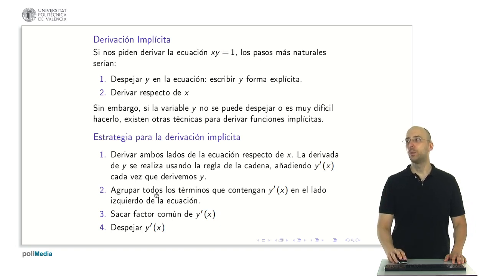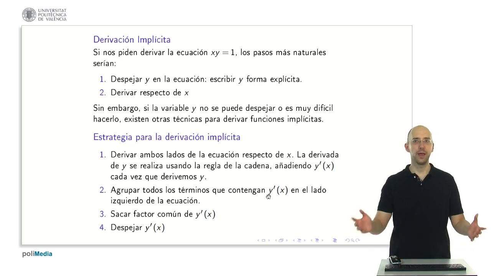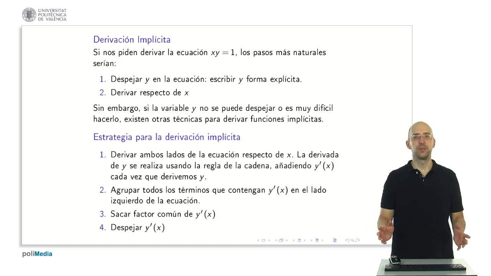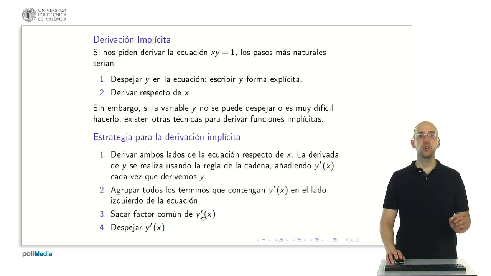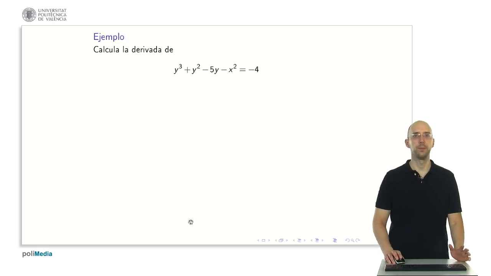What's our next step? We gather all the terms that involve y prime of x on the left side. The choice of left or right side is purely a matter of notation, and you can use either side of the equation as you prefer. Next, we factor out the common factor from y prime, and as a final step, we isolate it. Let's see an example because it becomes much clearer through examples.